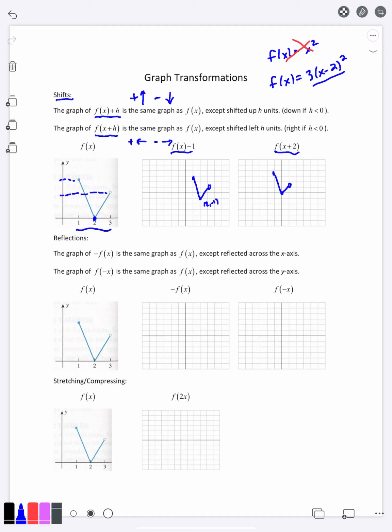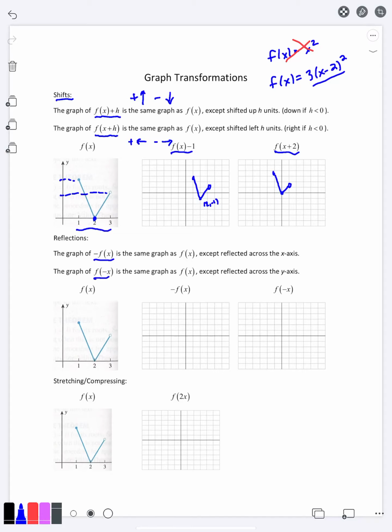The next one is also pretty common. It is reflections. There are going to be two types of reflections that we might have. If your negative is in front of the function, it's going to reflect it across the x-axis. Basically, up becomes down, down becomes up. That's what's going to happen when you put a negative in front. However, if you put a negative inside the formula, it's going to reflect it left-right across the y-axis.